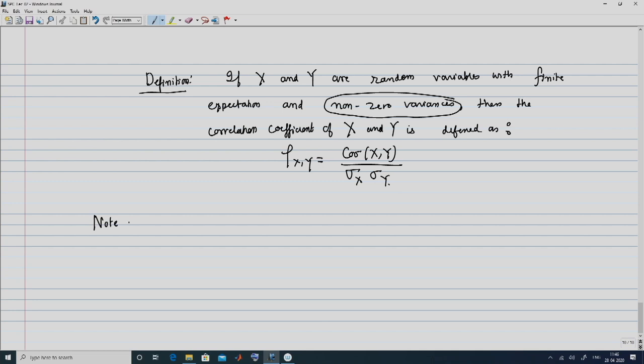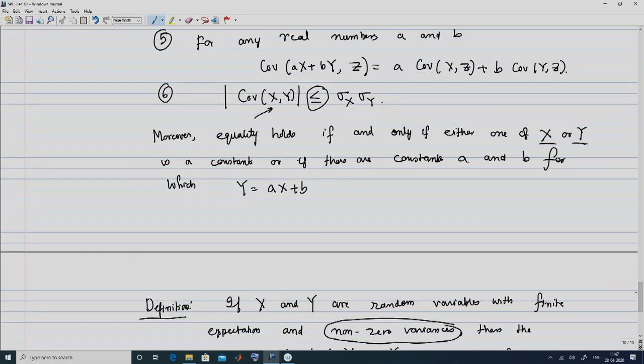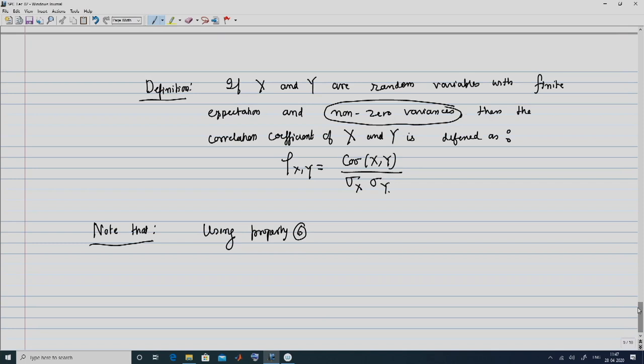So we note that using property 6, remember property 6 was that the absolute value of covariance xy is less than or equal to sigma x into sigma y. So if I bring this on the left hand side, it follows immediately in the context of rho xy that the absolute value of rho xy is less than or equal to 1, or this means that rho of xy lies between minus 1 and plus 1. So this is an important property.